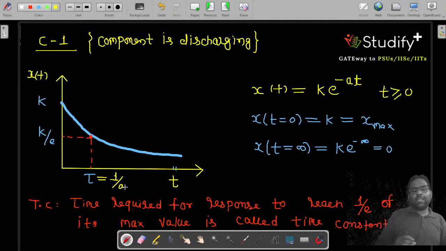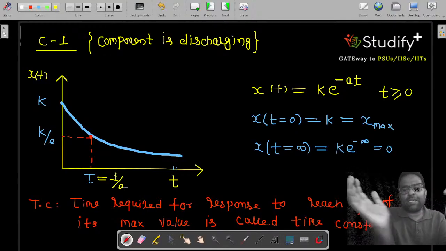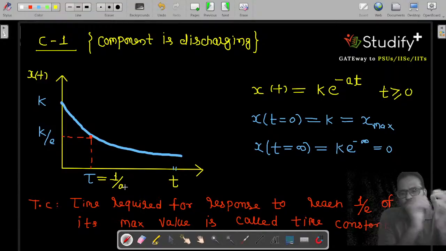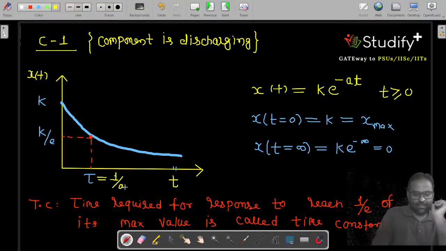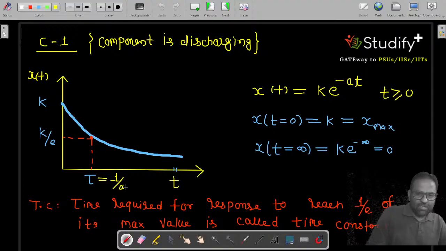So what I am saying is, if this time constant is less, the discharging is fast. If time constant is high, the discharging is slow. So this is the figure of merit for comparing two types of charging and discharging in the circuit. I hope this is clear. So this is our first point, and there are a lot of points you can analyze.